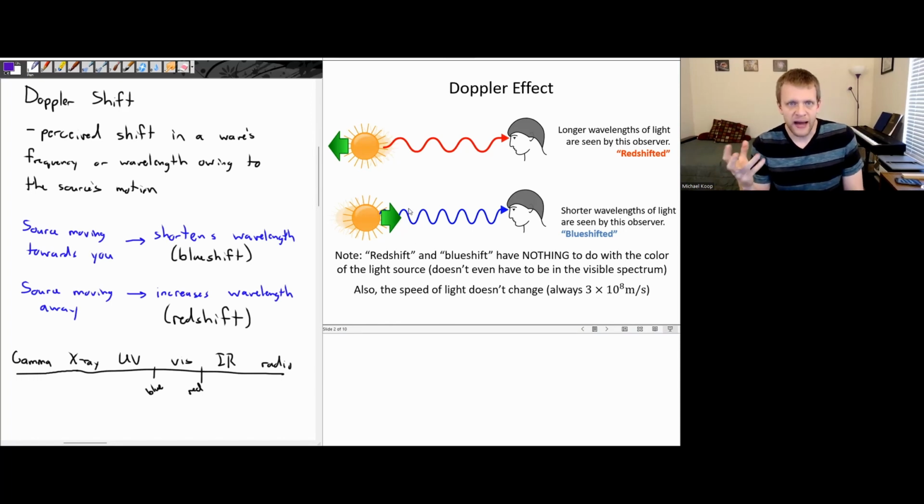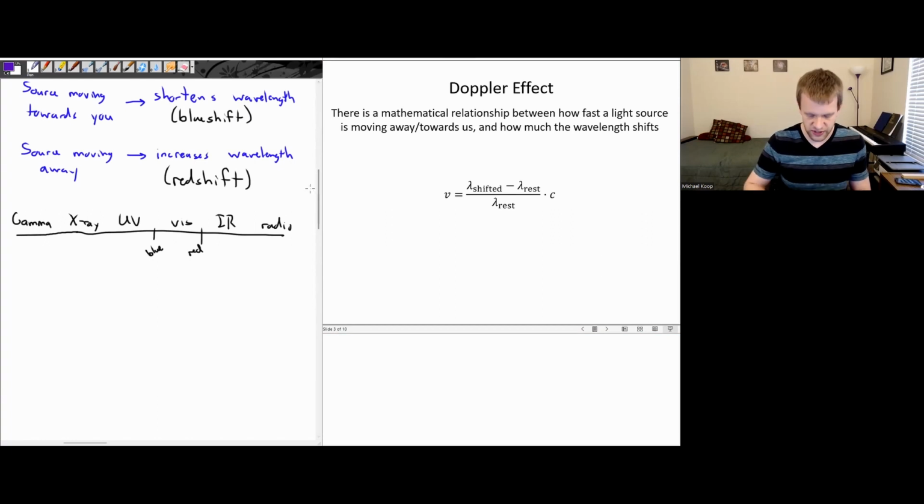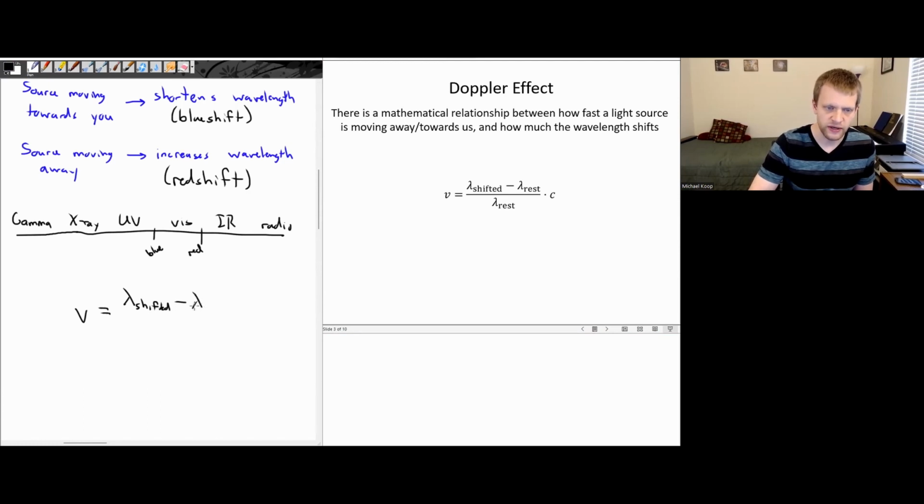But I know we want to know, how do we quantify this? There's a mathematical relationship that tells us how fast a light source is moving towards us or away from us based on how much one of these wavelengths is shifted. This is our Doppler shift equation, and let's go through some of the details. We have v equals lambda shifted minus lambda rest, over lambda rest, times c. Okay, so what do all of these terms correspond with? v is how fast the source is moving.